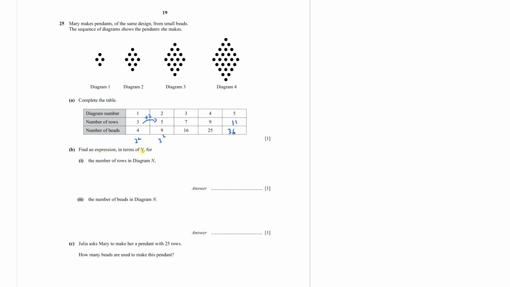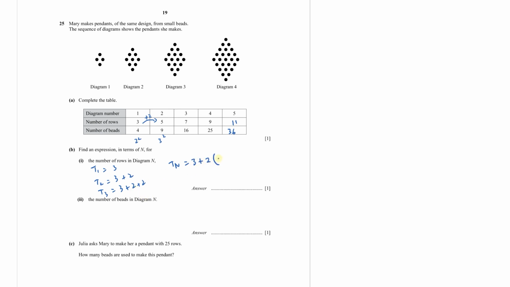Find an expression in n for the number of rows in diagram n. So the number of rows is this 3, 5, 7. So let's see, the first value in the sequence, T1, is 3. The second value is 3 plus 2, 5. The third value is 3 plus 2 plus 2, which is 7. And so on. So you're adding a multiple of 2 each time. For the first value, you added 0 twos. For the second value, you added 2 once. For the third value, you added 2 twice. So that means Tn is 3 plus some multiple of 2.